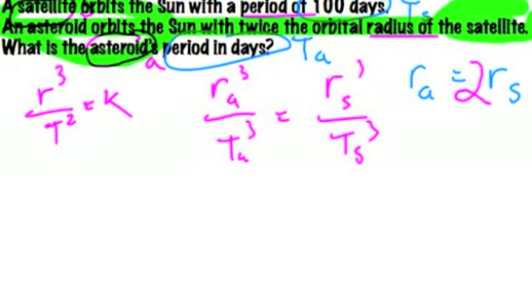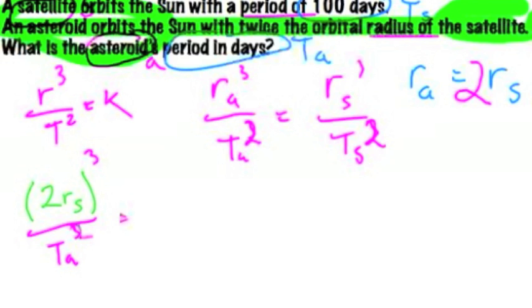Okay, now we can replace our RA with 2 times RS. We're just going to plug this right in here. Let's use the green pen. So then we're going to replace RA with 2RS, but we'll still cube that, over TA squared, equals RS cubed over TS squared.